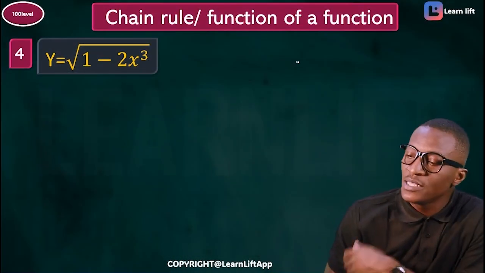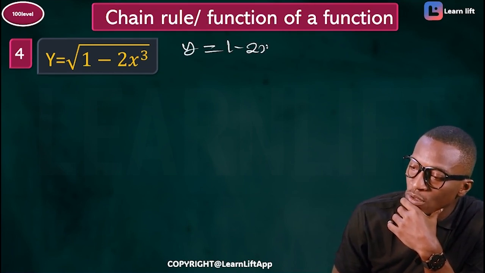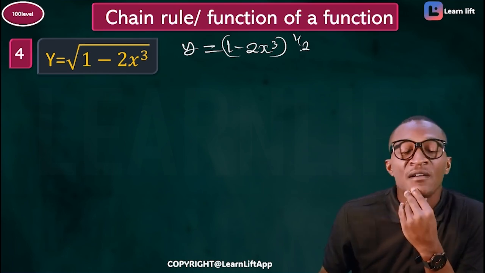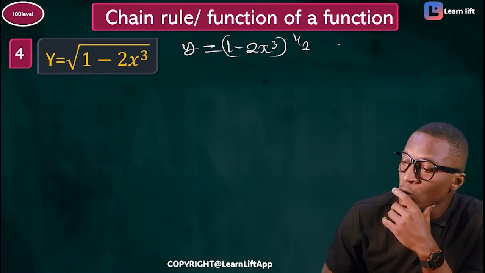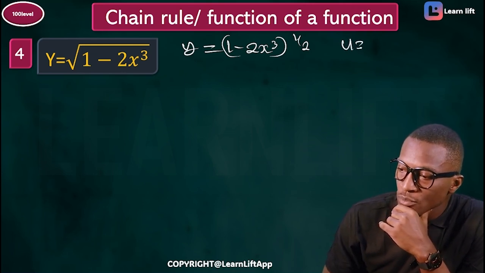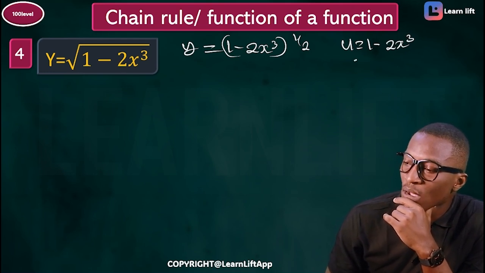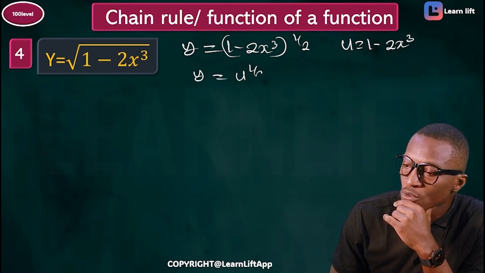From here, this is simply saying y is equal to (1 minus 2x cubed) raised to power half, because half means what? Square root. So what will be u now? Let u be equal to 1 minus 2x raised to power 3. So what will now be y? Y will be u raised to power half.